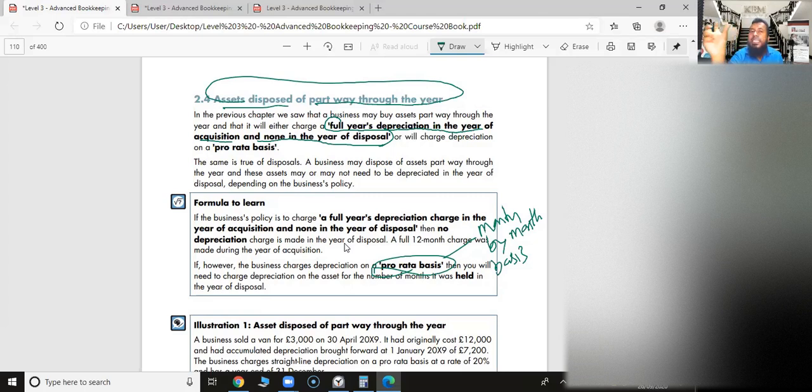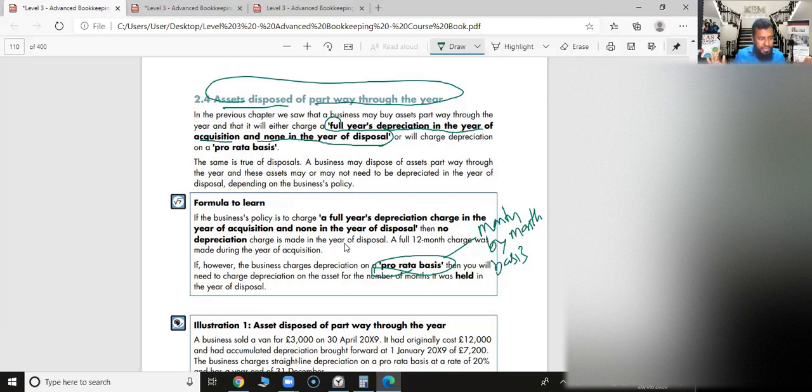Let's assume my year end is December. I bought the asset somewhere in June, could be April, could be September. No matter, charge the full year's depreciation from January till December. That is what is being said here. But none in the year of disposal. Means after 3 years, although my year end is still December, I sold the asset somewhere in October. It is said, don't charge any depreciation in the year of disposal.